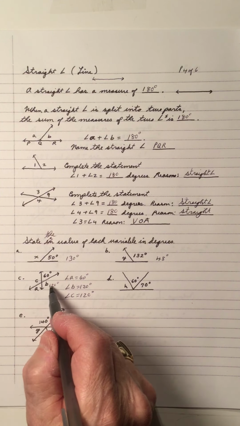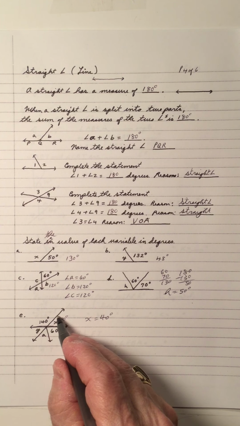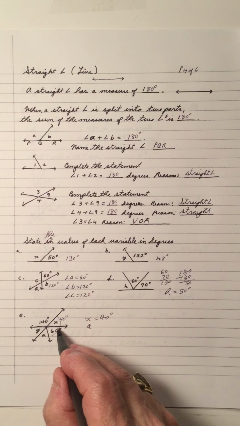E, let's see what we have here. We have a straight angle right there. Straight line. So that means X is equal to 40 because it adds up to 180. And if that's 40 and that's 60, that's 100 together right here. That's 100. So that means A, there's a straight angle right here. So that means A is equal to 80.